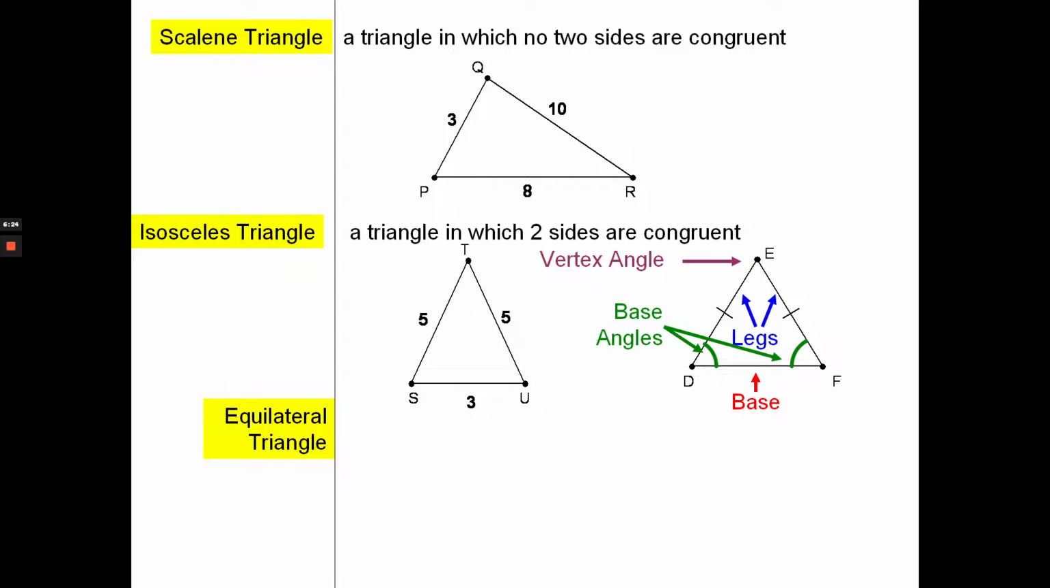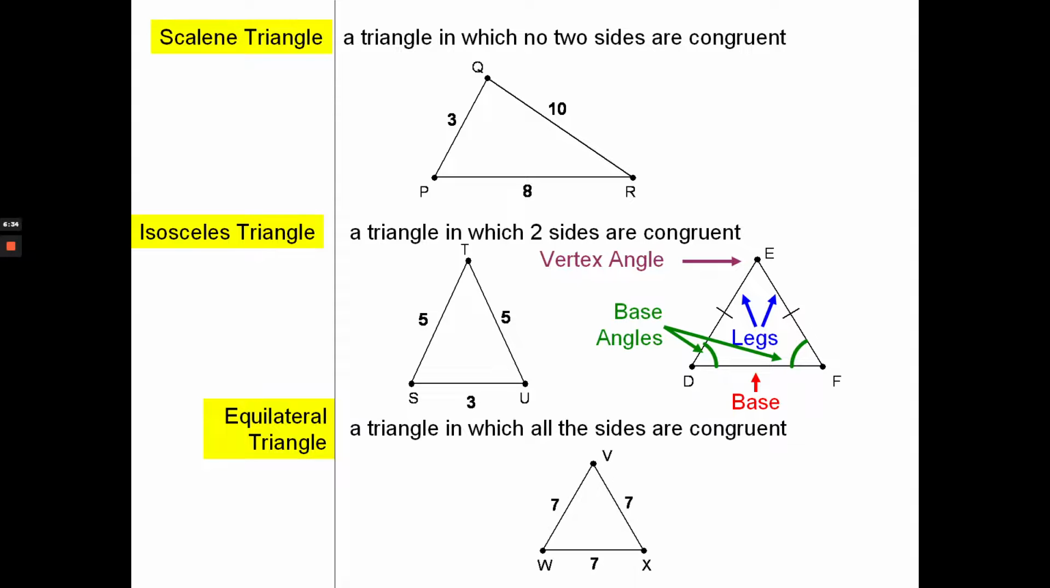An equilateral. Equi, again, means equal. Lateral means sides. So this is equal sides. So a triangle in which all the sides are congruent. Okay. So since all sides are labeled 7, triangle VWX is an equilateral triangle.